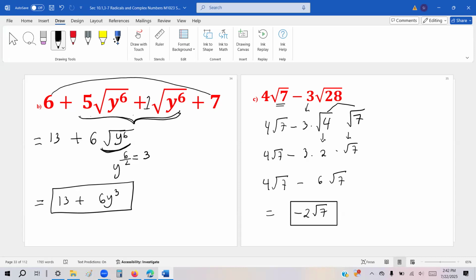Now between all three things, we have invisible multiplication, which I made visible here. So 3 and 2 becomes 6, not 5. You're not adding, you're multiplying. So we have 4 of them given directly, and 6 of them we got after reducing. So 4 minus 6 is just -2. Instead of 7, reduce.